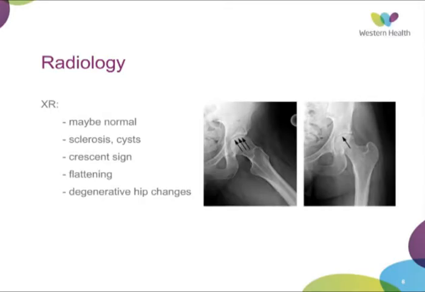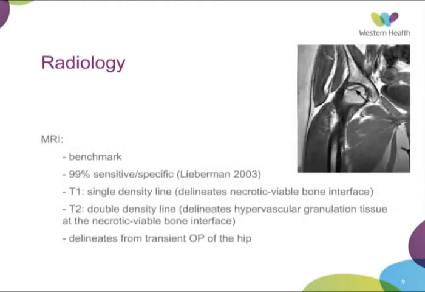MRI really now is the benchmark for avascular necrosis, especially with its increasing availability. Lieberman showed in his study in 2003 in CORE that it's very sensitive and specific. And there are two hallmark features.